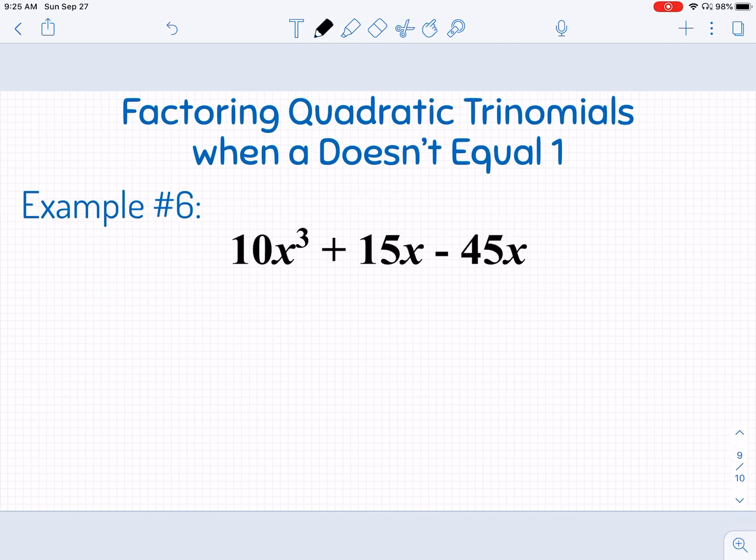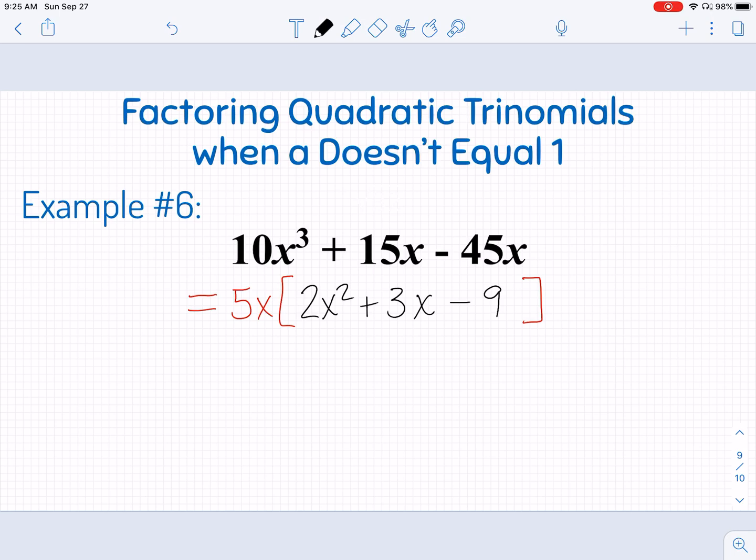Again, look at this example and say, do I have a GCF? Just like we did way last Monday when we first started factoring. So look at all these. They're all divisible by 5. They all have an x in them. So 2x squared plus 3x minus 9.